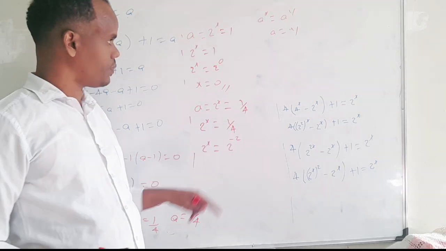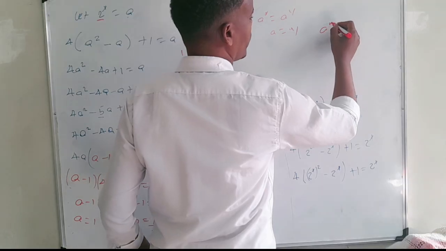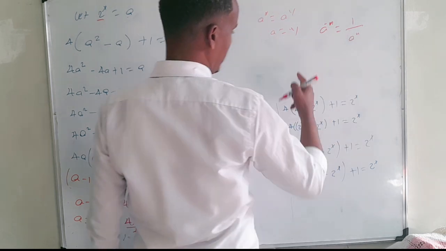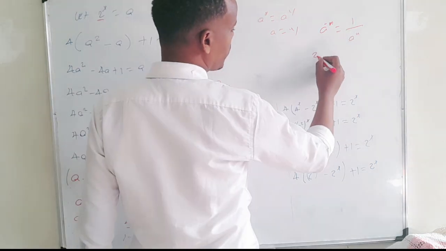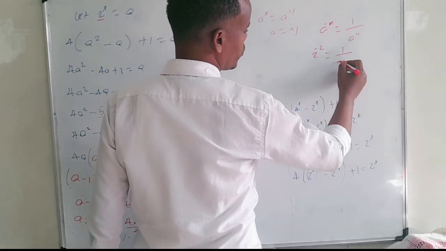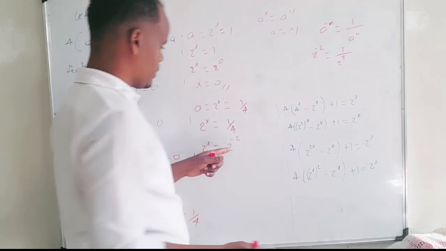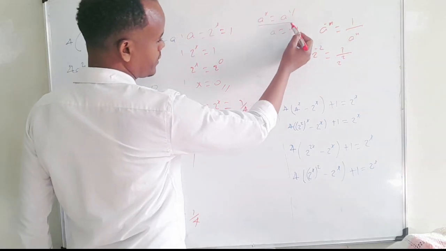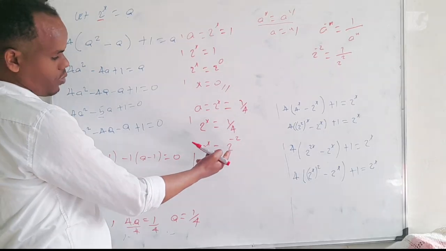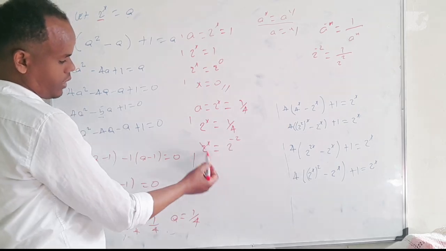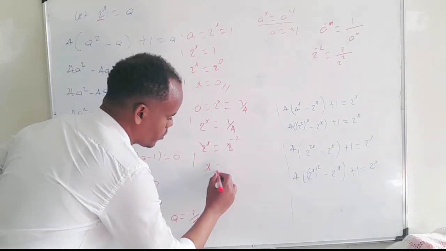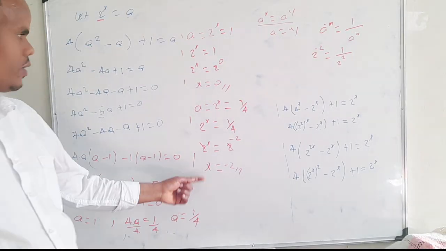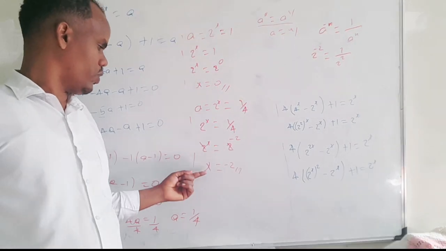a to the power of minus n means 1 over a to the power of n. So 2 to the power of minus 2 means 1 over 2 to the power of 2, that is 1 over 4. Then the bases are the same, so the 2s cancel, so x is equal to minus 2.